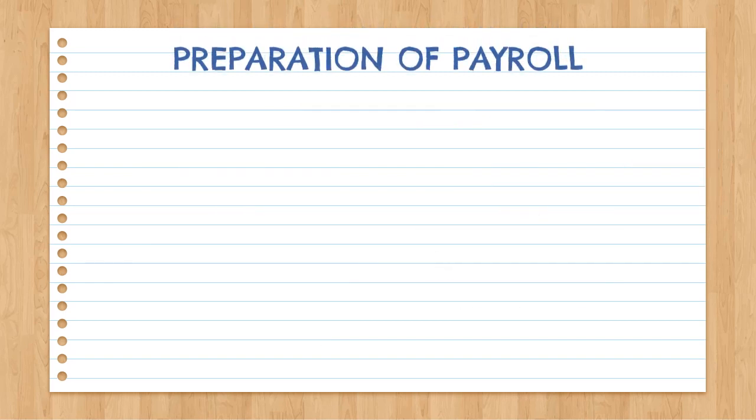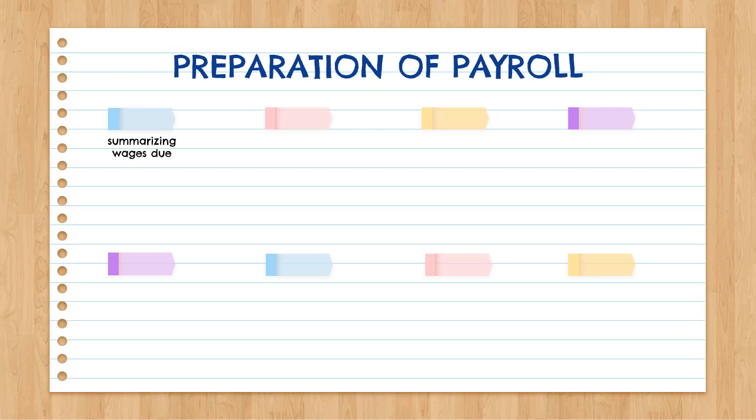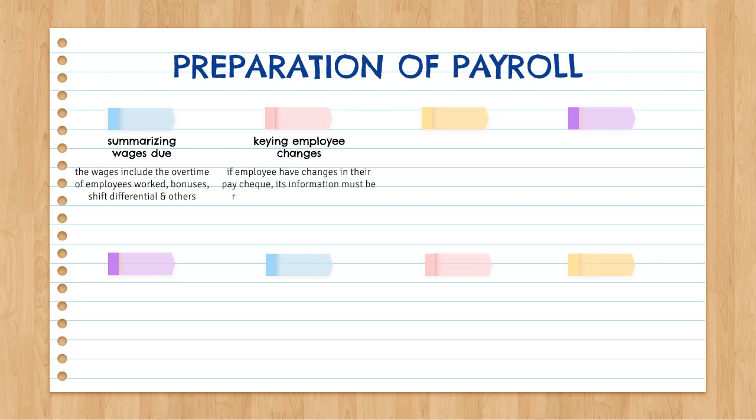Next is preparation of payroll. Preparation of payroll can be divided into a few steps. The first step is summarizing wages due. The wages include the overtime of employee work, bonus, shift differential and others. Second, keying employee changes. If employees have changes in their paychecks, this information must be recorded for payroll processing purposes, since it may alter the amount of taxes and other types of deductions.